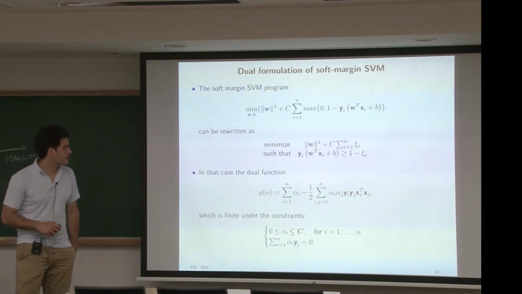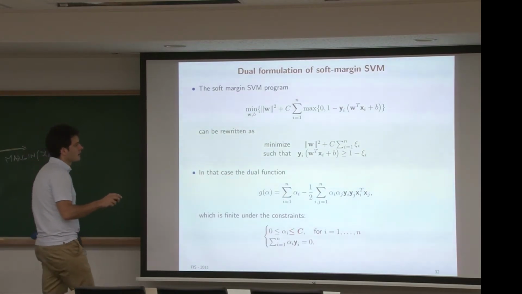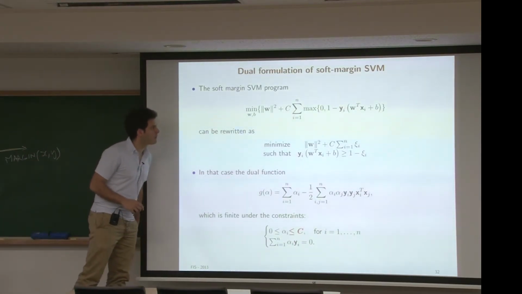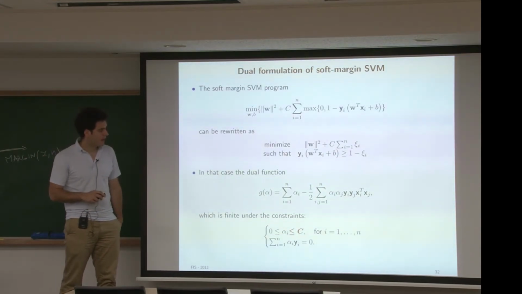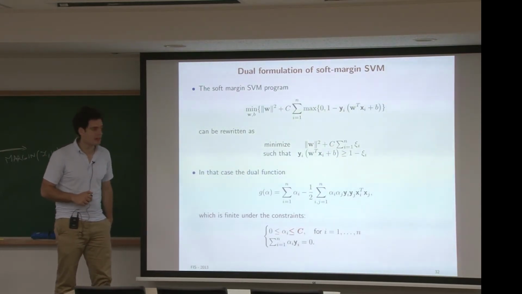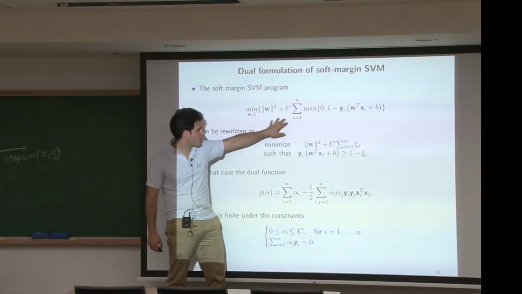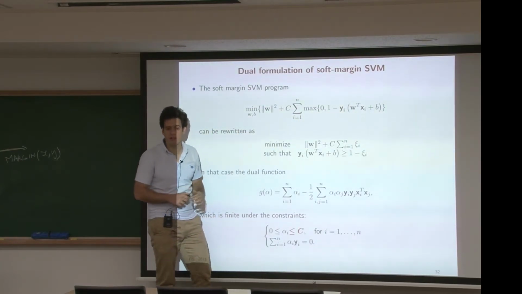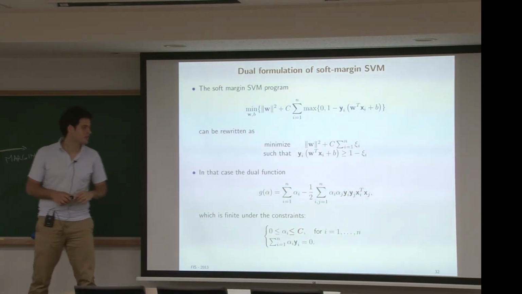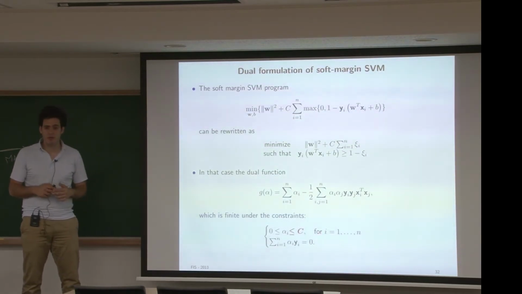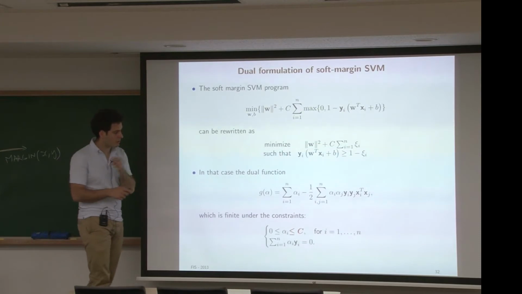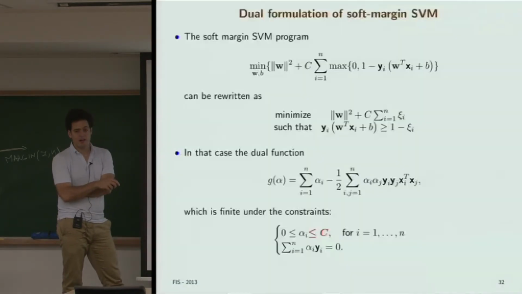So this problem now here is called the soft margin SVM program. As you can see here, this is nonlinear, right? Although this is a program with no constraints, there is a nonlinear objective here. So usually this is quite difficult to solve. So a simple way of reformulating this as a QP with quadratic objective and linear constraints is to rewrite this as this, it's called a slack variable formulation.